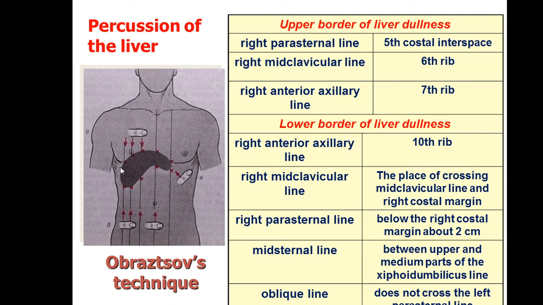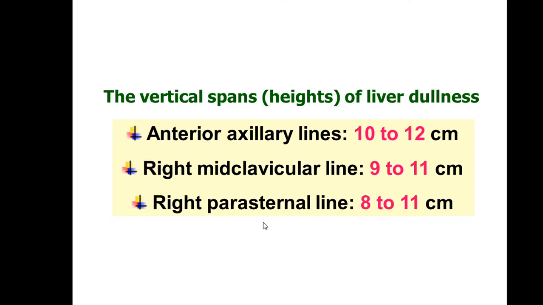This is the lower or upper border of the liver, and the lower border of liver dullness by the Obraztsov technique will be detected by the right anterior axillary line, mid-clavicular line, parasternal line, mid-sternal line, and oblique line. You see the oblique line. And there are the liver's dullness sizes: anterior axillary line 10 to 12 centimeters, right mid-clavicular line 9 to 11 centimeters, and parasternal line 8 to 11 centimeters.